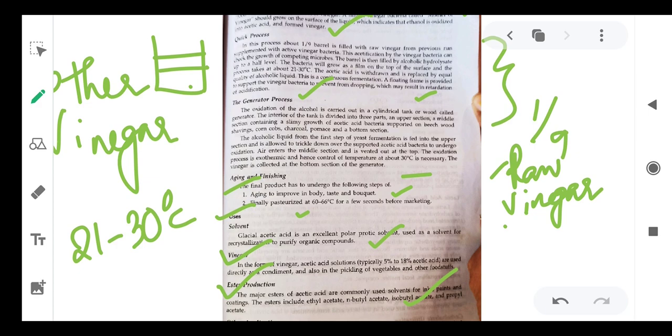So that's all about the vinegar and acetic acid production.